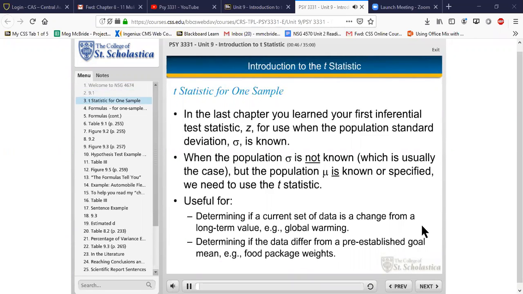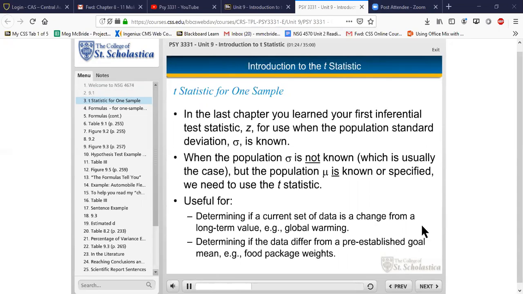In the last chapter, you learned your first inferential test statistic called the z-test, for use when the population standard deviation sigma is known. In this chapter, you're going to learn your second inferential test statistic called the t-test. We use the t-test when sigma, the population standard deviation, is not known, but the population mean is known, or at least it is hypothesized. In fact, only rarely is sigma known, so we will be using the t-test more than the z-test for single sample research studies. The t-test for one sample has several types of application.